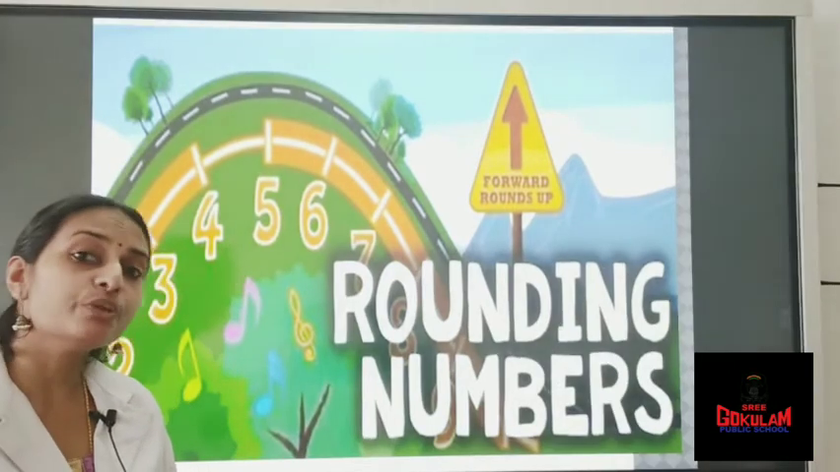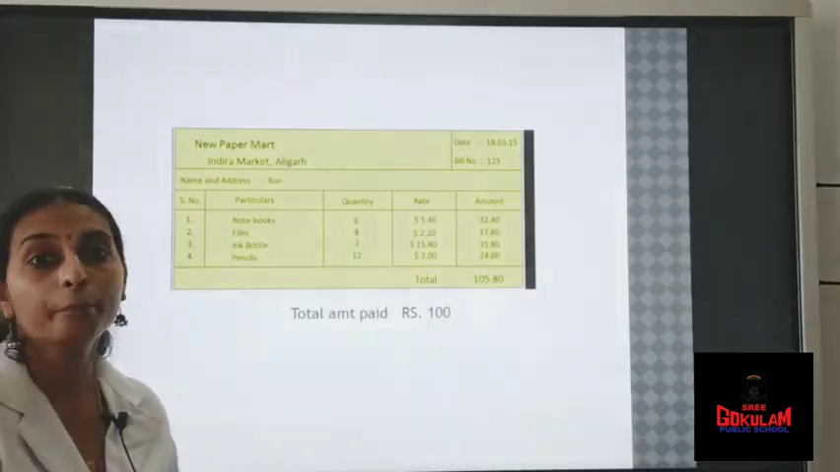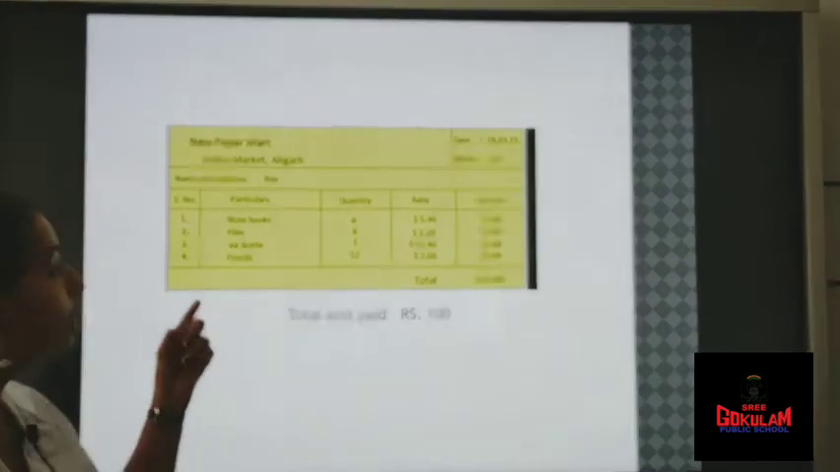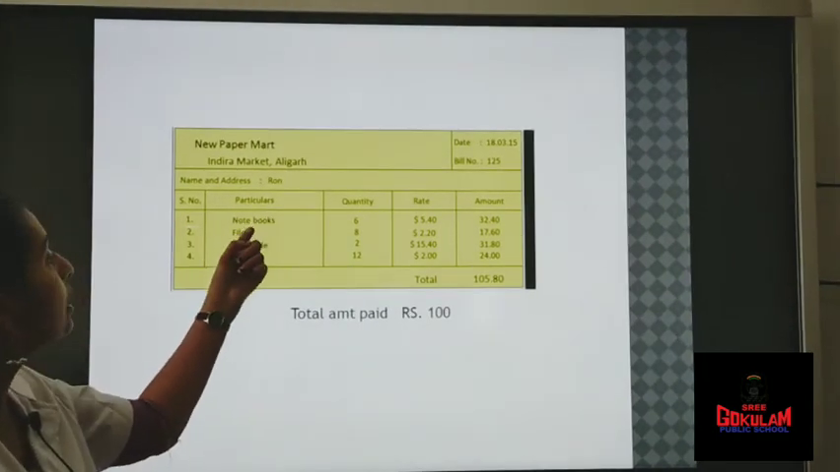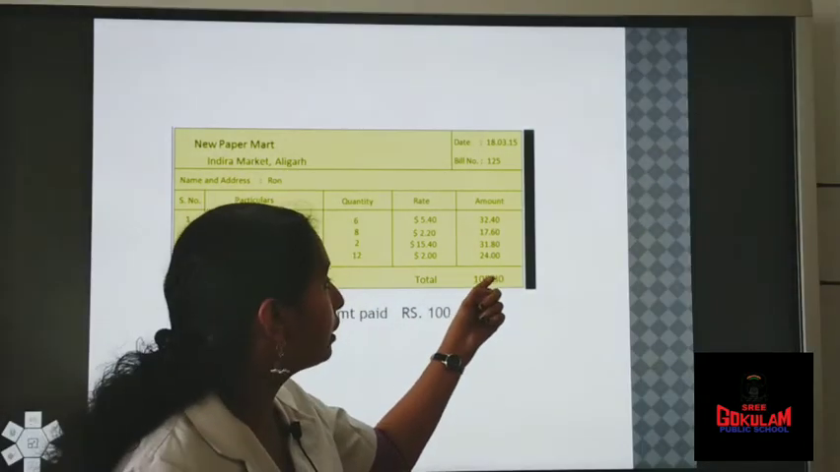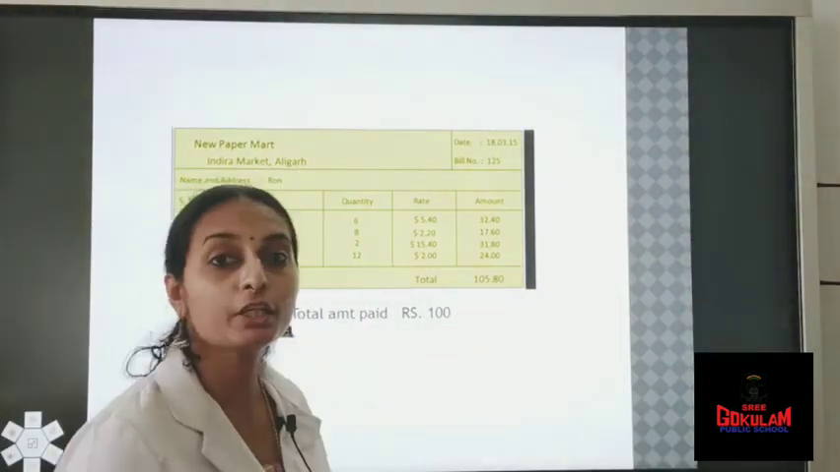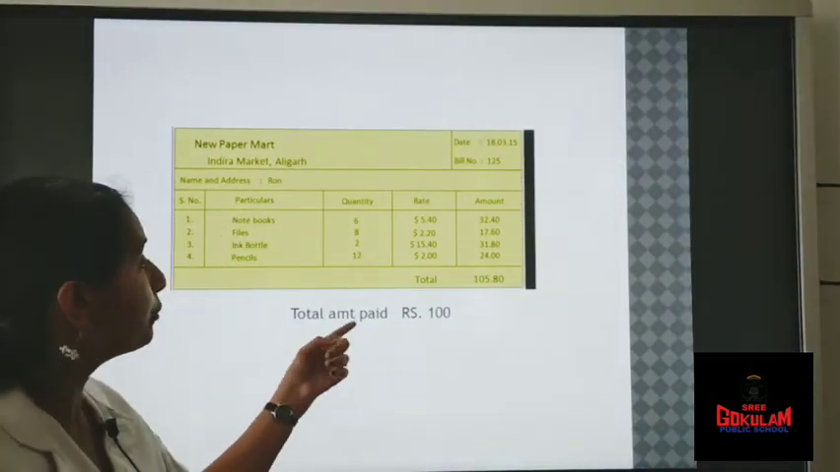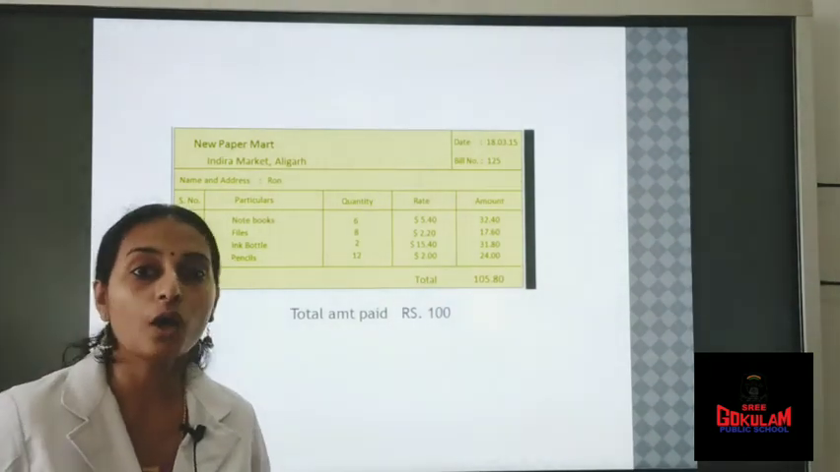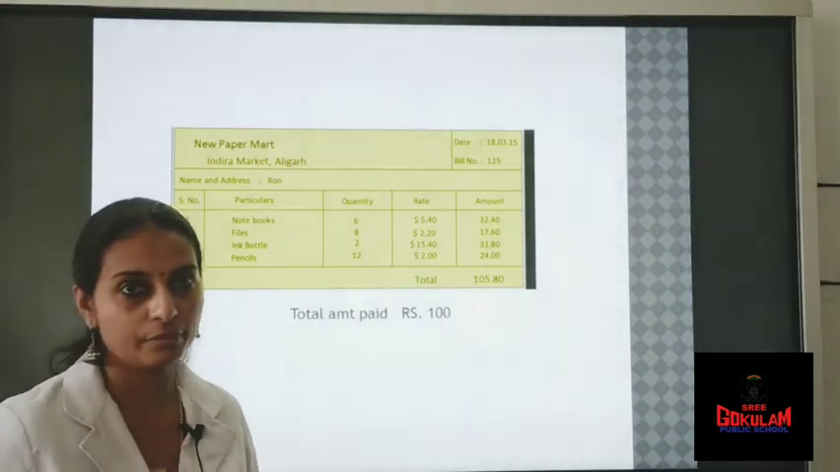Rounding numbers. Have you ever gone shopping? You must be familiar with bills. We have a bill here, where notebooks, files, ink bottle and pencils are purchased. The total amount here is 105 rupees and 80 paise. But the total amount paid is 100. So in some cases we have to round the numbers. We are going to study more about how to round numbers.